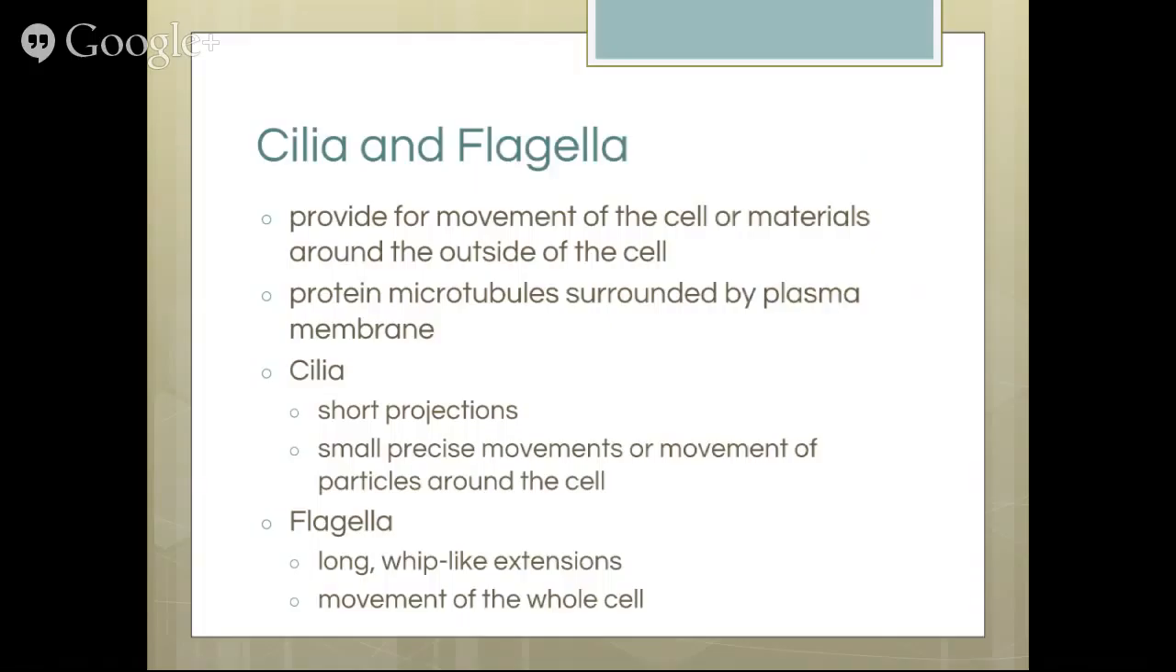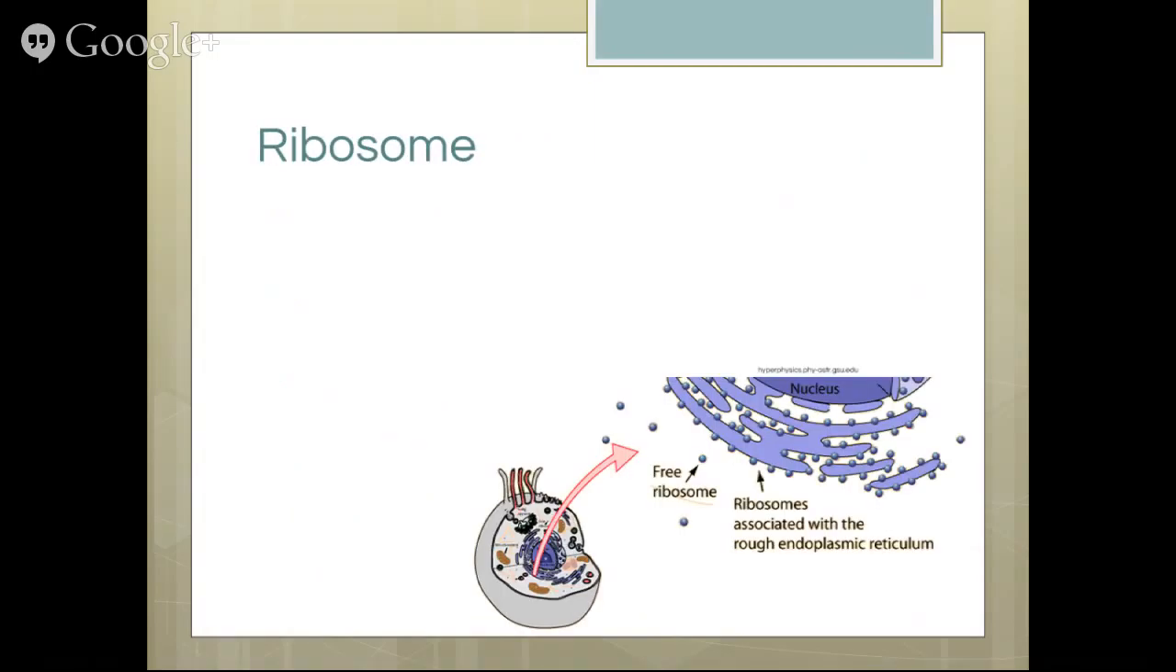Cells can have just one or two of these extensions, or they could have several up to many hundreds of the projections, depending on the type of cell and what it's going to do and what it needs to do. The next organelle that we're going to talk about are the ribosomes. The ribosomes are the organelles that are found in all cells, both prokaryotes and eukaryotes. So this is something common to both of them.